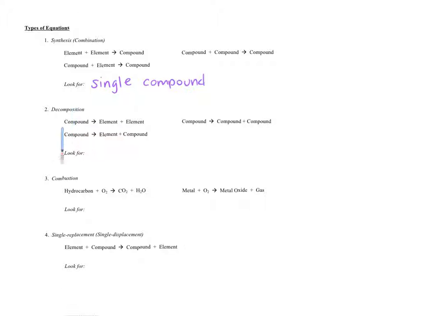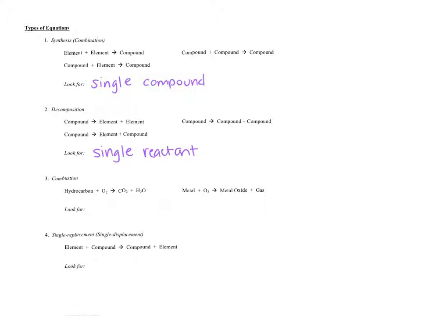The next one is decomposition. Synthesis and decomposition are exact opposites, you're going to see. Synthesis is combining elements and compounds to make a single compound. Decomposition is going to be a single compound breaking down into elements or compounds. So you see here a synthesis, one product that is a compound formed. Decomposition is one compound that is a reactant that is going to break down. So this time you're going to have a single reactant breaking down.